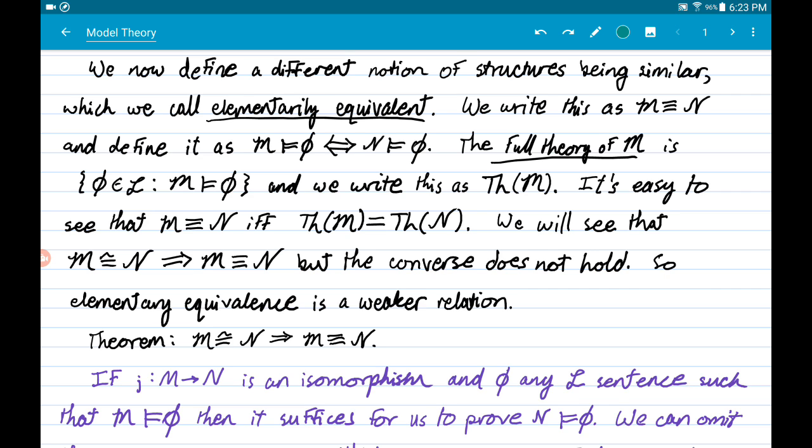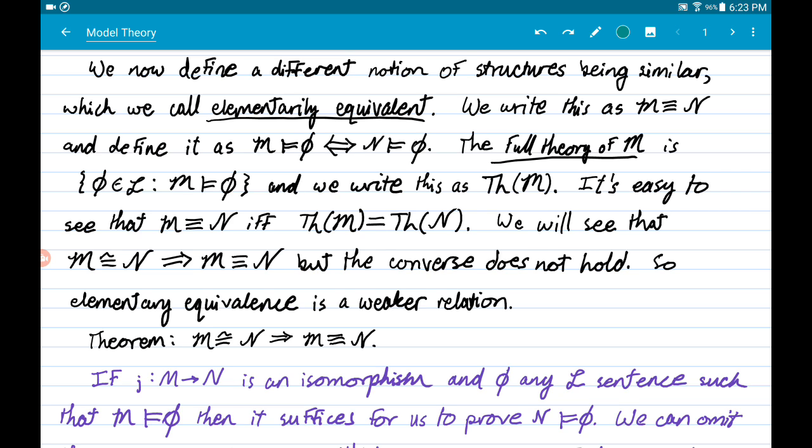for two structures to be similar to each other. And so here we define this notion, which we call elementary equivalence. So we say that M is elementarily equivalent to N if and only if they satisfy the same sentences, right? And they have to, of course, be of the same language.